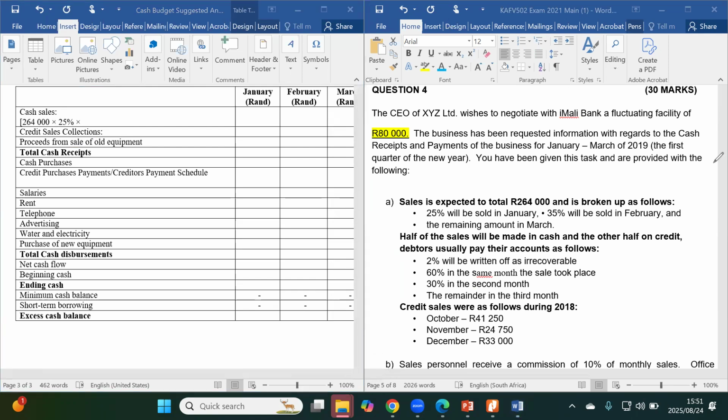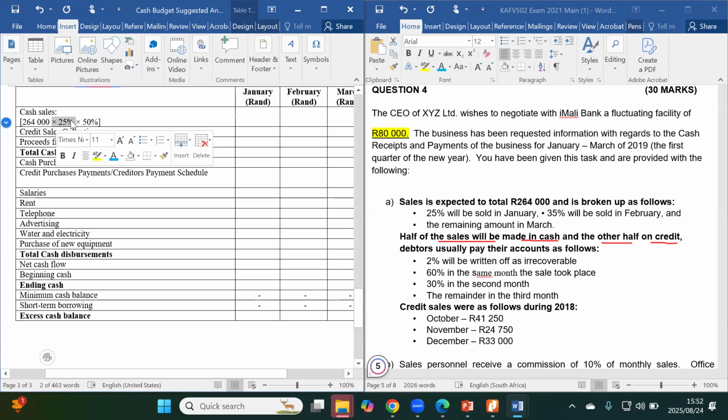Where they're saying half of the sales will be made in cash, and then the other half is made how? On credit basis. Good. So that's important. So now we're going to multiply this by 50% just to indicate the cash sales for January. Are we together there? So it's 264,000 times the 25% to give us the total sales for January, and then we allocate 50% of that amount as cash sales. All right, and then we move on to the other one.